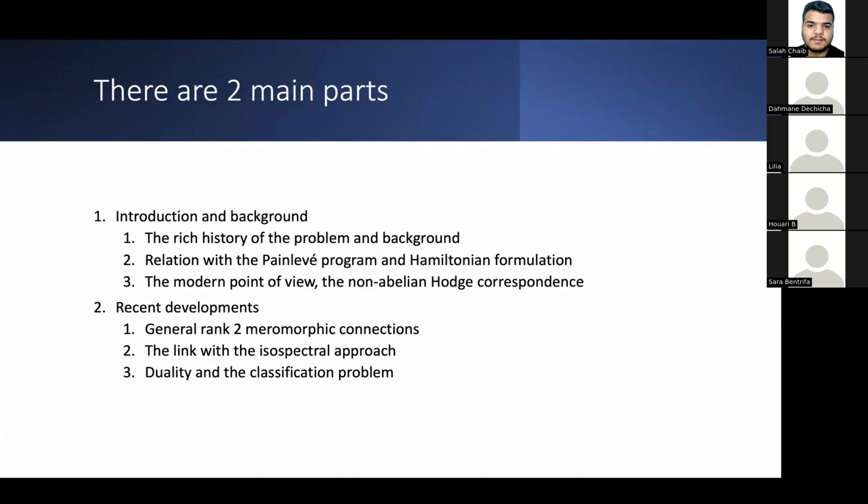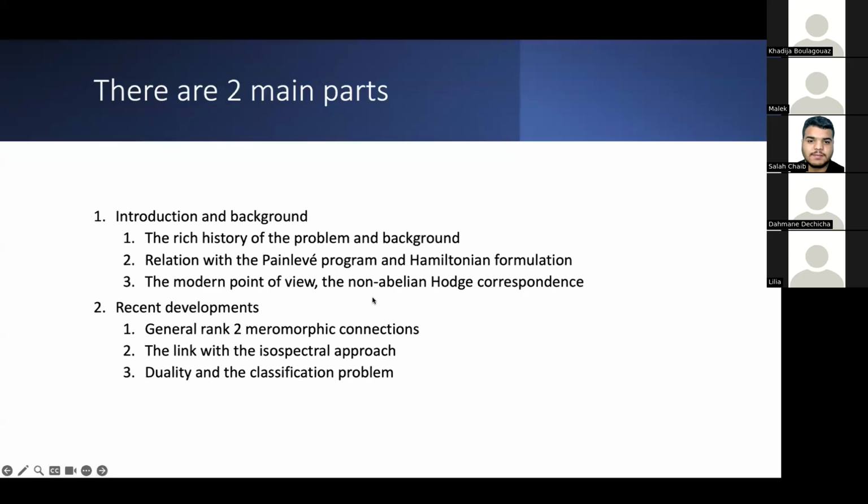Well, but for some time now, we believe that the problem is actually blocked somehow from the mathematical physics side. And in order to get new insights, a new modern point of view of the topic, the non-abelian Hodge correspondence, has been developed. So this is the thing that I will try to motivate in this first part.